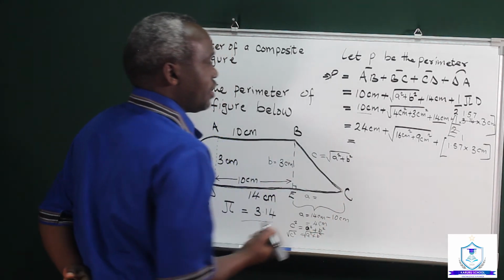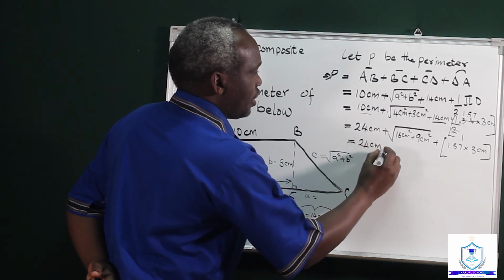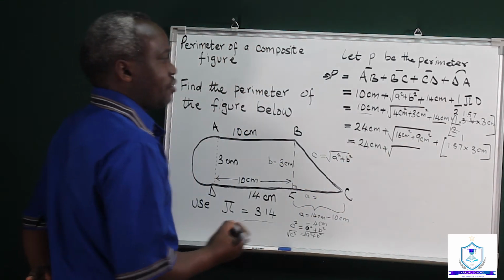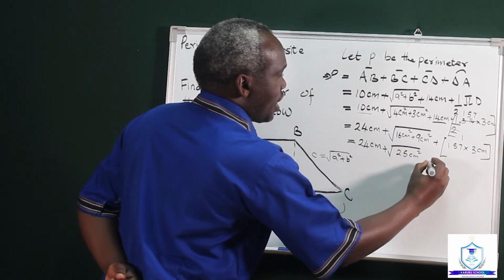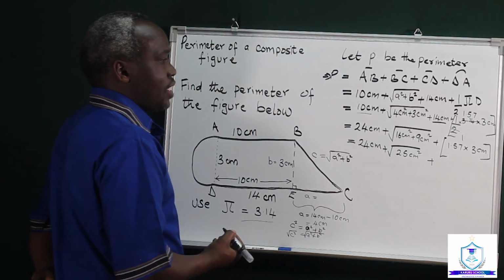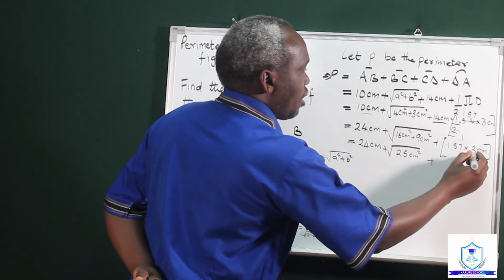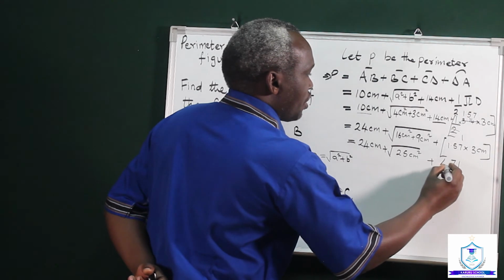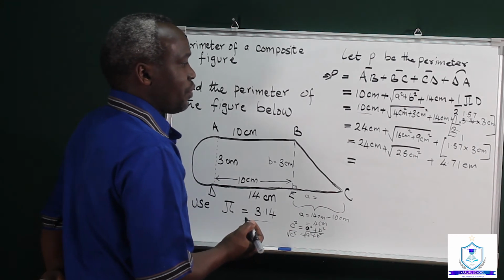So this will give us 24 centimeters plus the square root of 16 plus 9, which gives us 25, so the square root of 25 centimeters squared, plus 1.57 multiplied by 3, which gives us 4.71 centimeters. So we continue simplifying our expression.